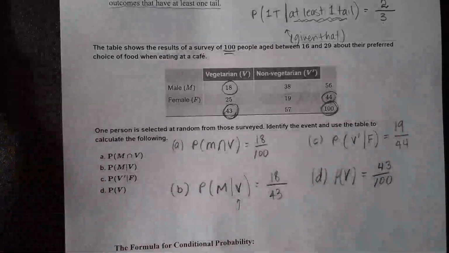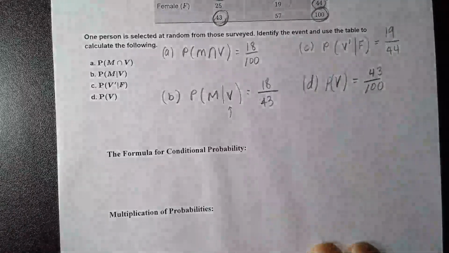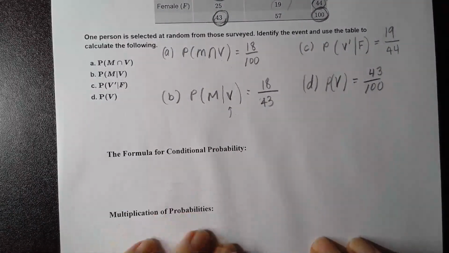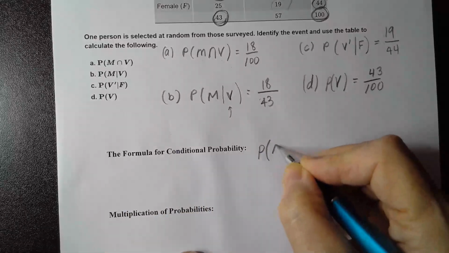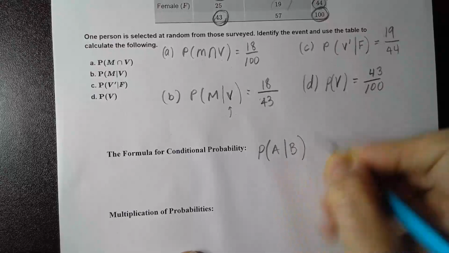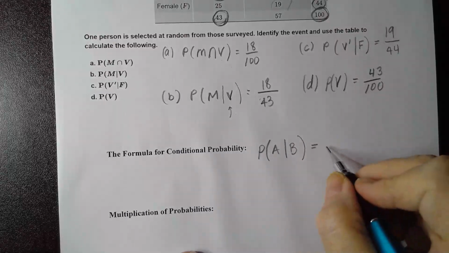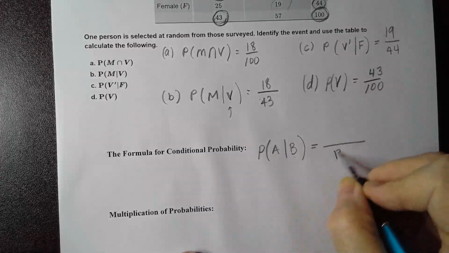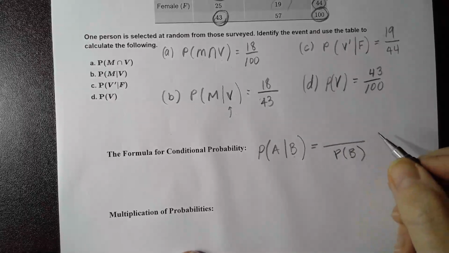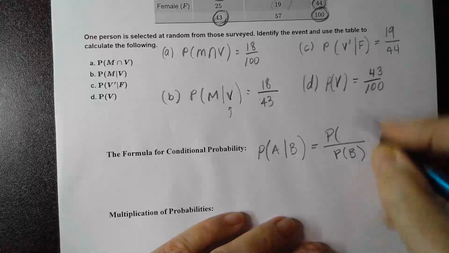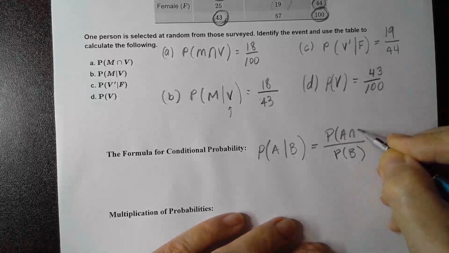That's good. All right, let's look down here and talk about a formula for conditional probability. The formula is this. It says the probability of A given B is where I take the probability of B, we've already talked about that, and I do the probability of the intersection of A and B up here.